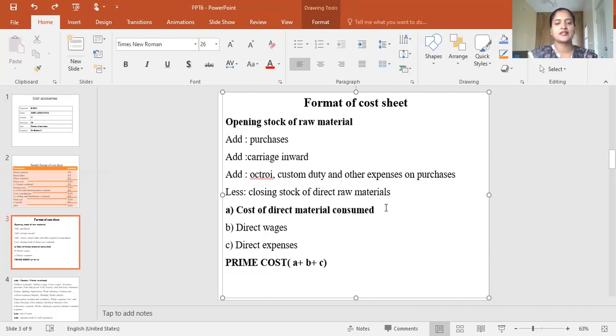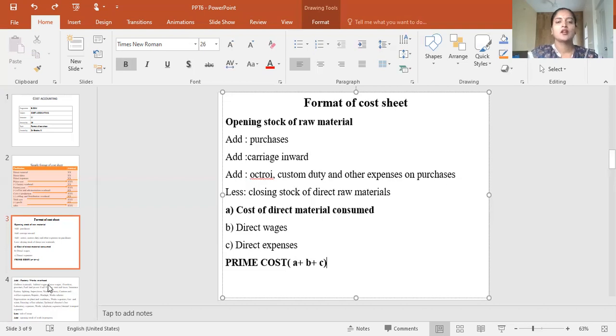And to the materials consumed, we should add the direct wages and the direct expenses. Put together, it's a combination of all three expenses. We call it the prime cost. See, this is what we call the prime cost. That is, A is your direct materials, B is your direct wages, and C is your direct expenses. So this is what we call the prime cost.